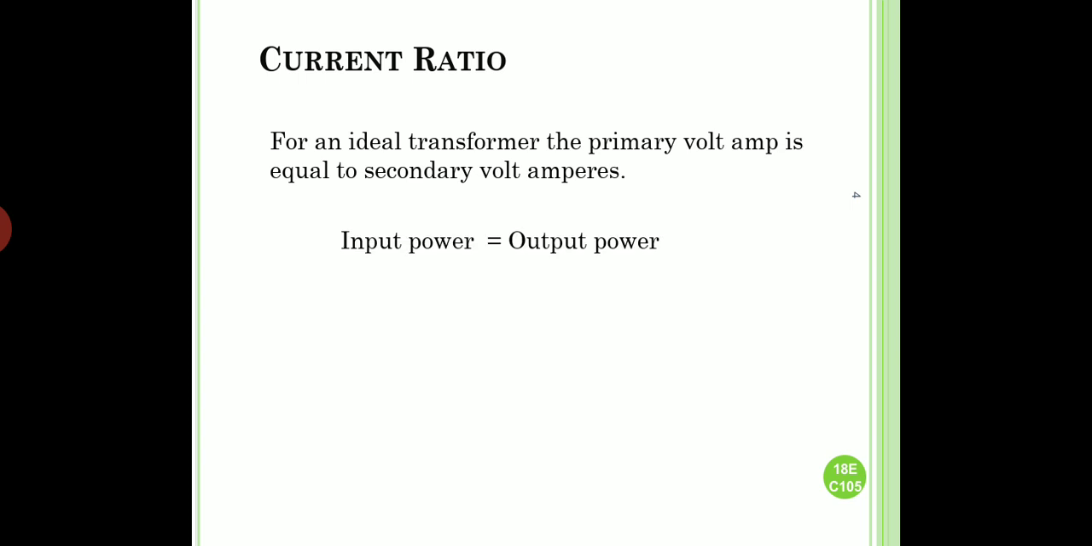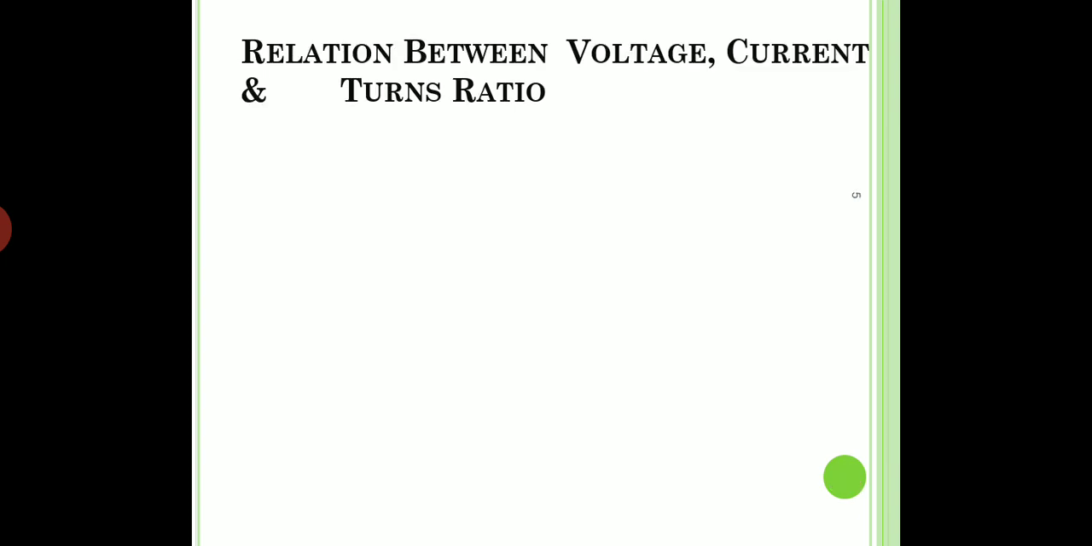So input power is equal to output power, and input power is E1 into I1, that is primary voltage into primary current, and that is equal to E2 into I2, that is secondary voltage into secondary current. So by doing some transformation we get E1 by E2 is equal to I2 by I1, that is equal to 1 by K. This is called the current ratio of the transformer.